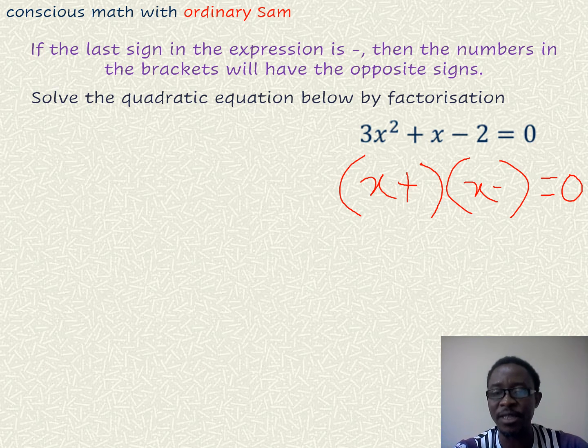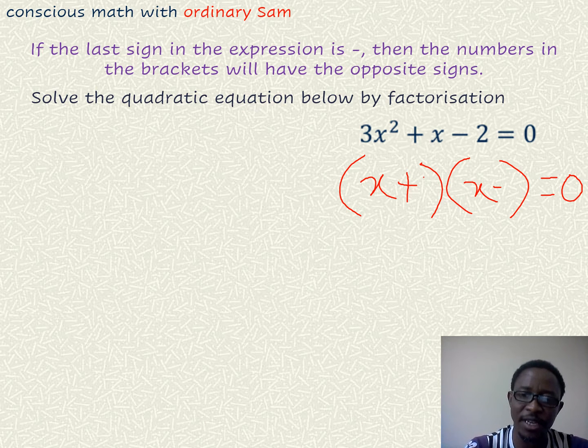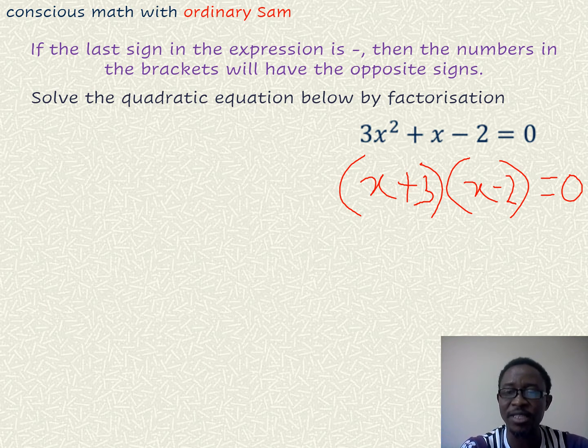Next, I will take the first number multiplied by the last number. 2 multiplied by 3 is 6. Question: what are the two numbers that when I multiply I get 6? But when I subtract, it will give me a 1. The numbers are 3 and 2. The bigger of the two factors should stay in the first bracket, and the other one stays in the second one. In the first bracket, because the first bracket has the sign of the middle term.